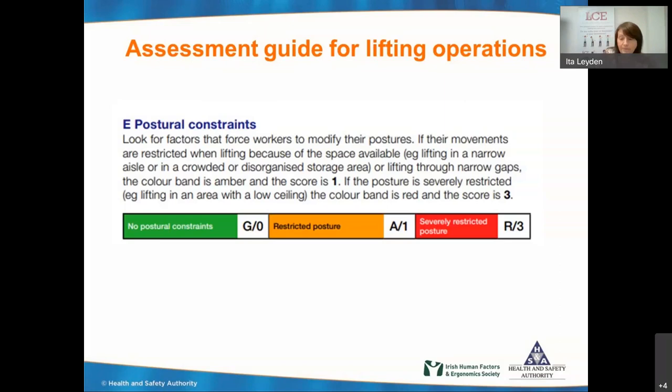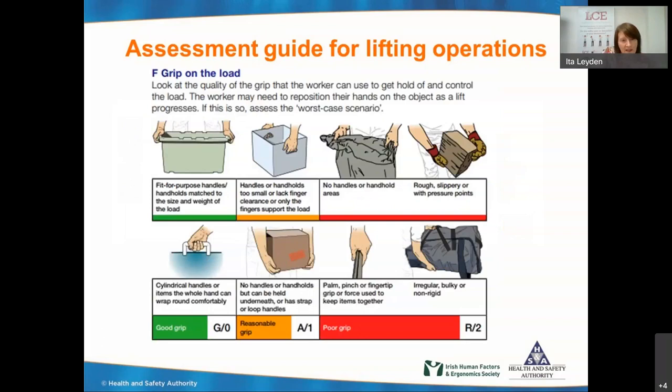Then we look at the grip, and again here, we would assign a score based on whether it's fit for purpose handles, or whether there are handholds or a palm grip, or whether, as shown there, there are no handles or handholds and it's a difficult to grasp situation. Again, we'd score there an amber, green, amber, or red.